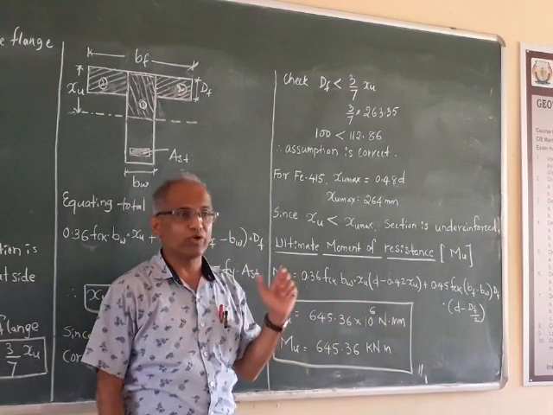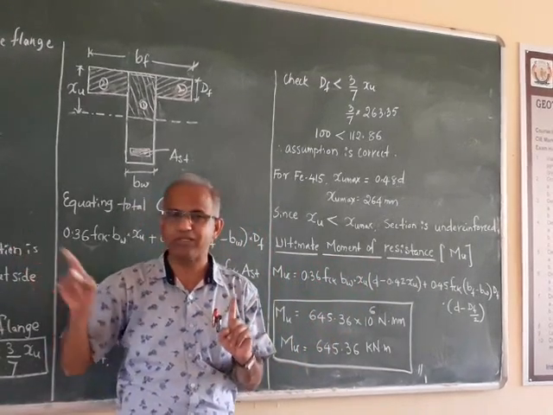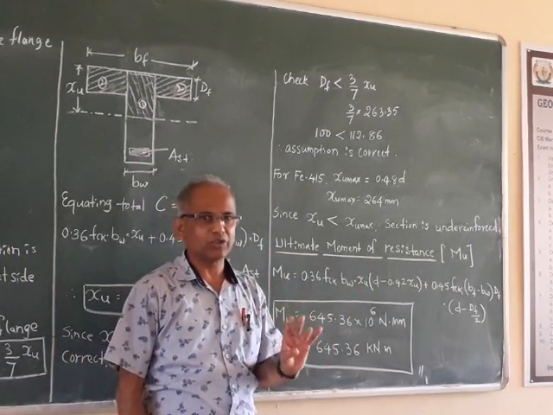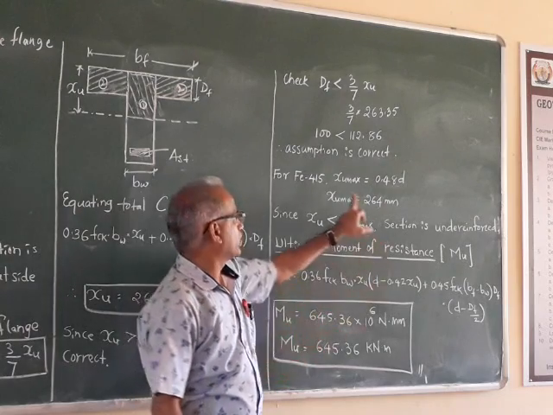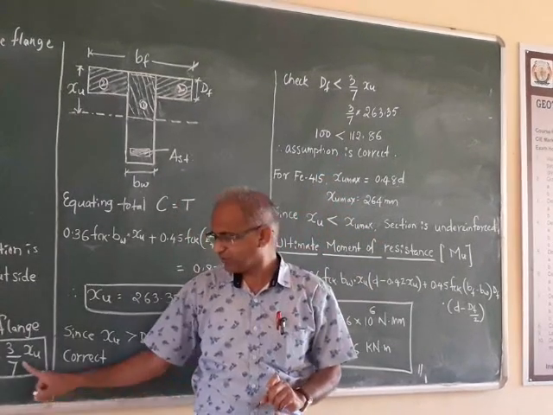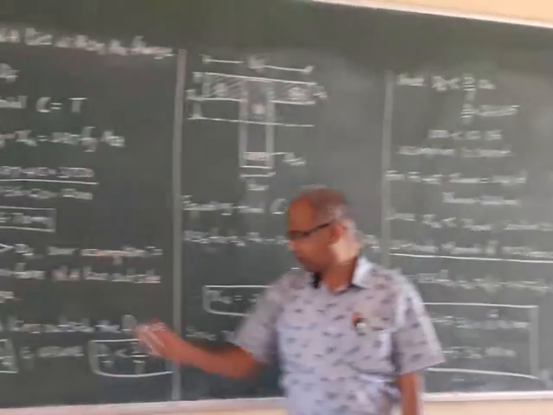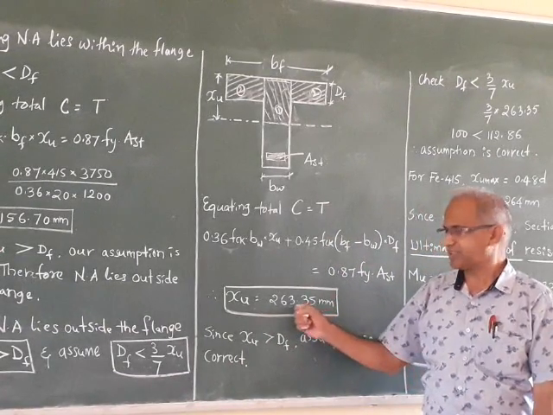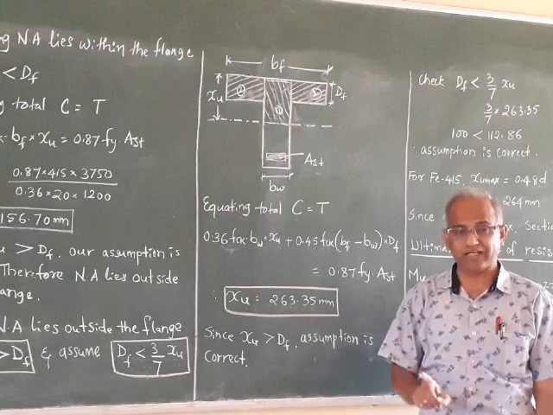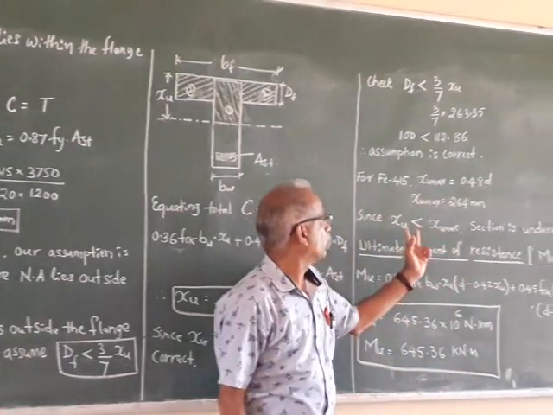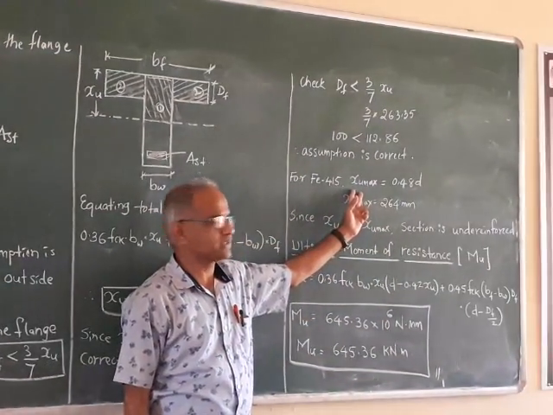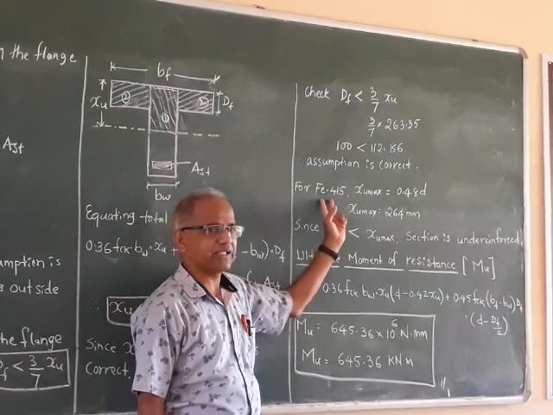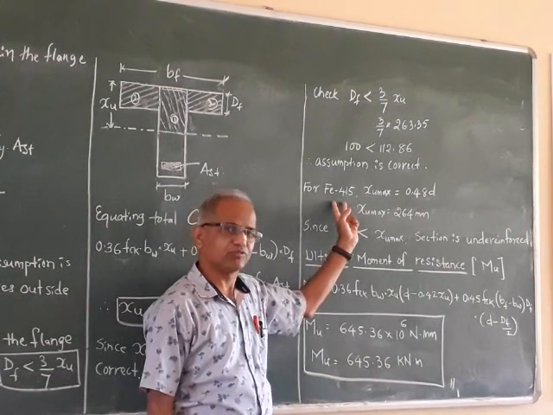But now we have to confirm whether this T beam is under reinforced or over reinforced. For that, the XU you have calculated, this XU 263.35 mm, is compared with XU max. So now we are going to calculate XU max. What is the grade of steel? Grade of steel is Fe415.